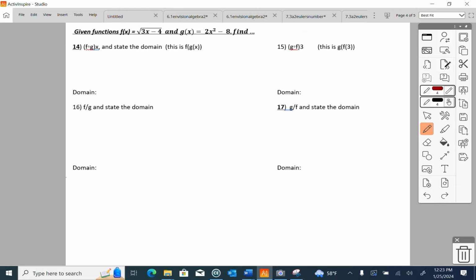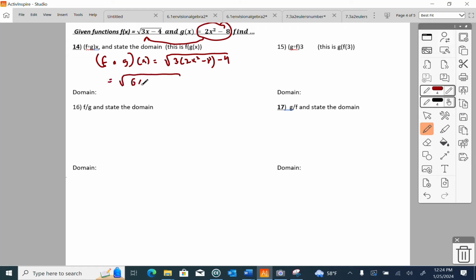lunch for you. 14 is find f of g and state the domain, and this is f of g of x, which means that I'm going to take all this pretty stuff right here and I'm going to put it right there. Notice how I just replaced that x with that. And then I'm going to do some work on the interior. 3 times 2 is 6. 3 times a negative 8 is negative 24. Then I have to take away 4 more, so minus 28.